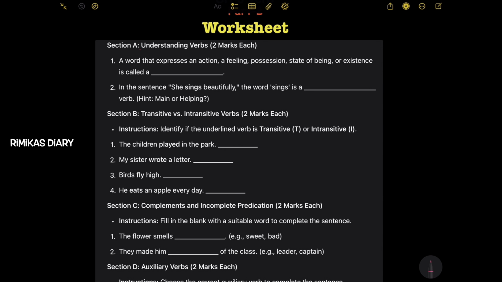So, Section A, understanding verbs. A word that expresses an action, a feeling, possession, state of being, or existence is called a verb. In the sentence, she sings beautifully, the word sings is a dash verb. Is it a main verb or a helping verb? That's the hint. It's a main verb. So, main.